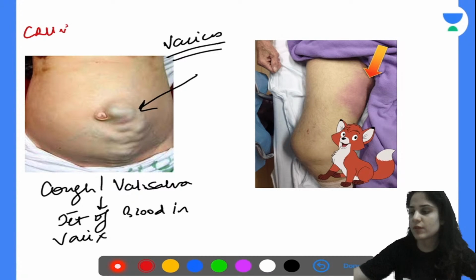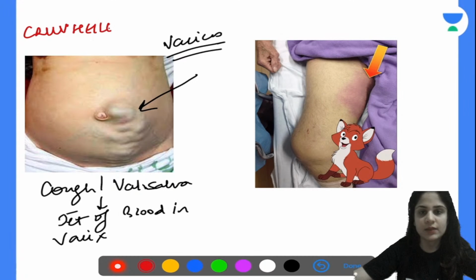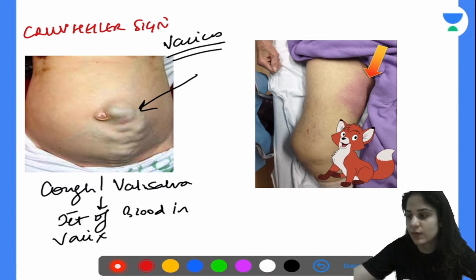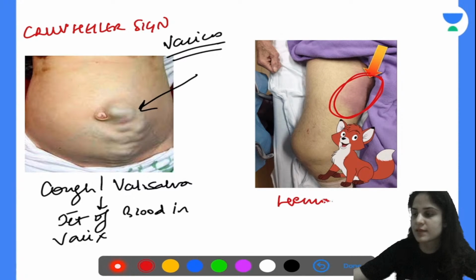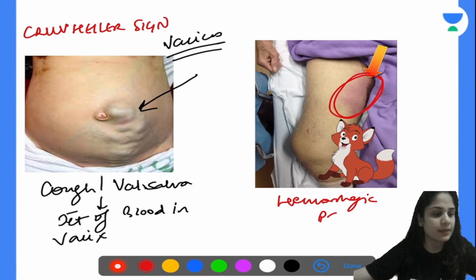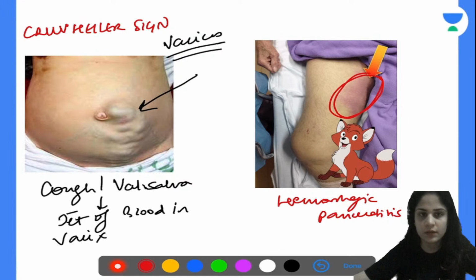All right. Now next sign. Next sign is this one. You see discoloration near the inguinal ligament. Ecchymosis near the inguinal ligament. It is seen in case of hemorrhagic pancreatitis. Like we saw Cullen sign around the umbilicus, this is ecchymosis around the inguinal ligament. Any idea what is the name of this sign? This is called Fox sign. That's why a fox is drawn over here. Ecchymosis near the inguinal ligament.